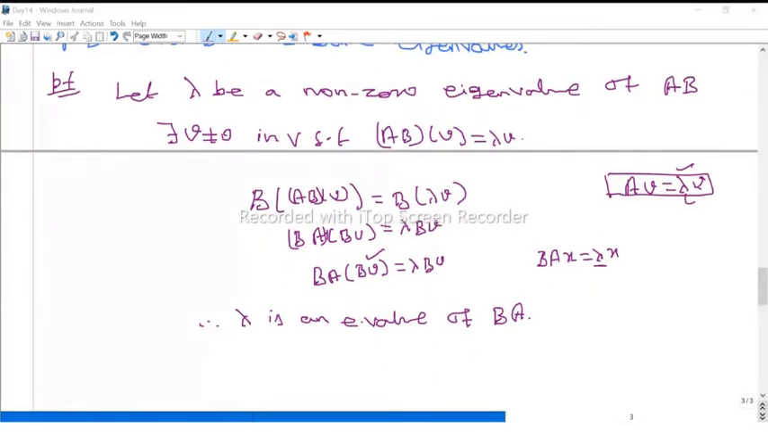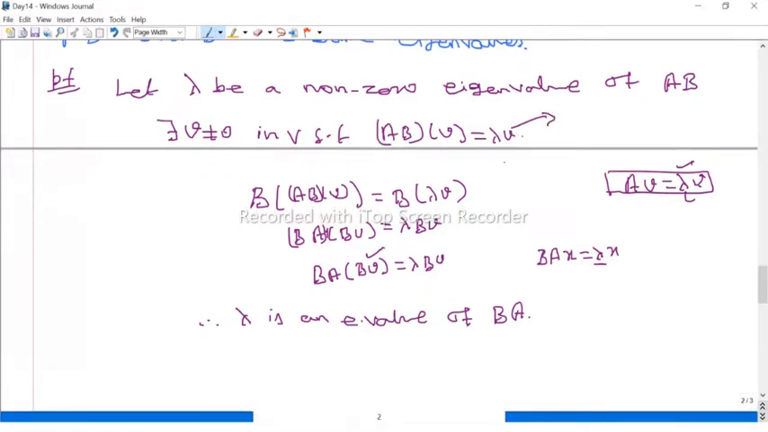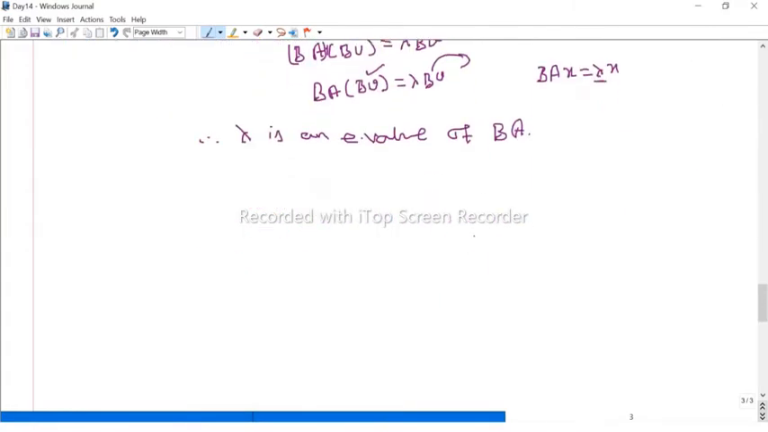Therefore, for any matrices, the eigenvalues of AB and the eigenvalues of BA are the same, but the eigenvectors may be different. Look at the first case: V is an eigenvector of AB, but for BA, B times V is an eigenvector. So eigenvectors may be different, but the eigenvalues are always the same for AB and BA. It's very important. And if you take a matrix A and its transpose, both have the same eigenvalues.